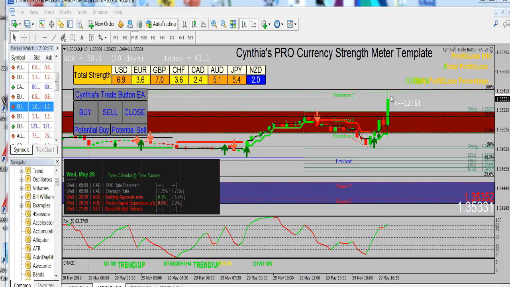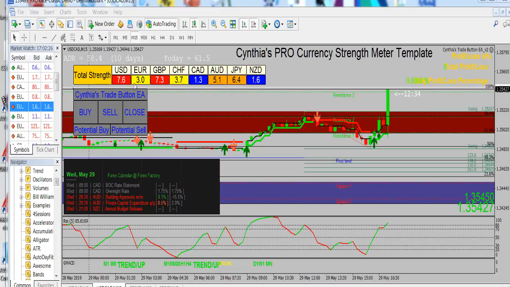It looks like the wick touched resistance 3, so it did go up and it hit resistance 3, which is a Fibonacci target. Now it may push past that, or it might bounce off of that. Since it reached its target, it just depends. If the CAD remains very weak and the US dollar remains very strong, then this move to the upside could just continue, and it can even continue for several hours.